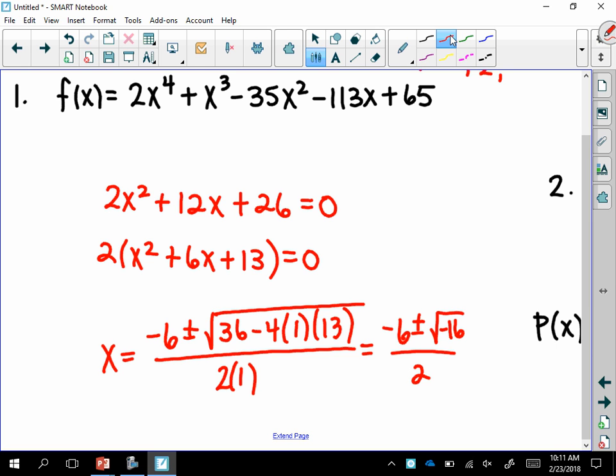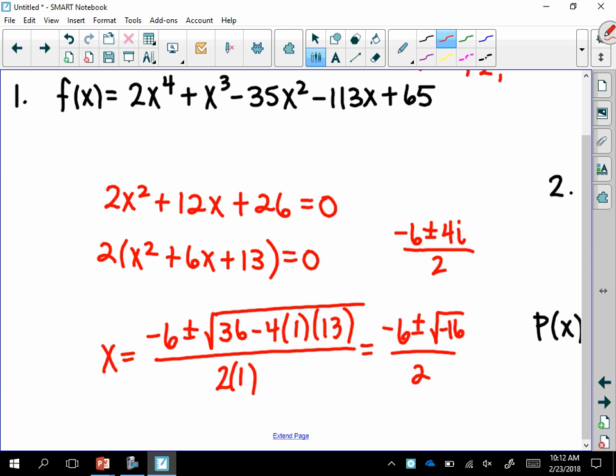Well, what's the square root of negative 16? 4i, so we have negative 6 plus or minus 4i over 2. We take the i out because of the negative under the square root, and the square root of 16 is 4. And then you'll notice that all three of those terms have a common factor of 2, so we can reduce them all by 2. So that's going to be negative 3 plus or minus 2i over 1. So negative 3 plus or minus 2i. Good on that.